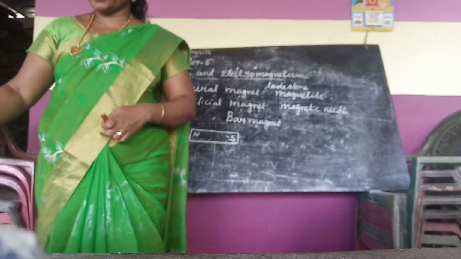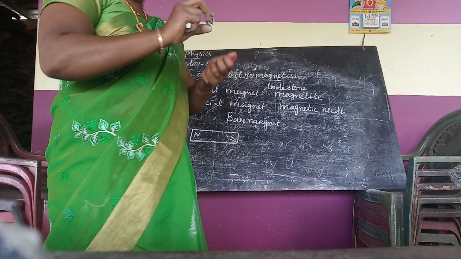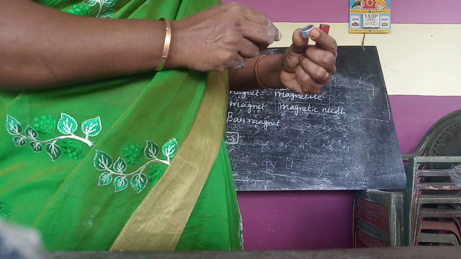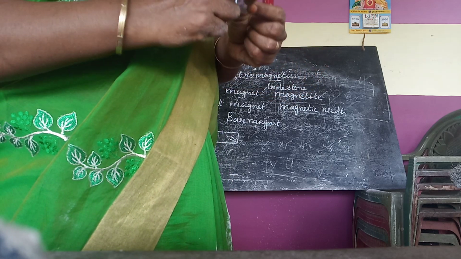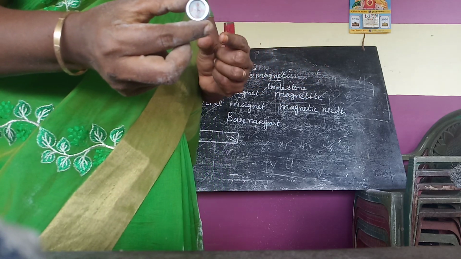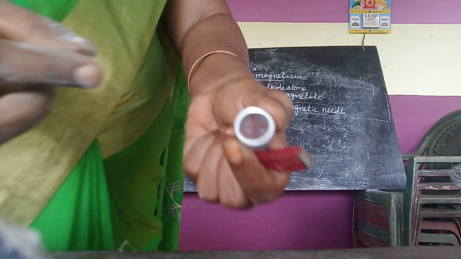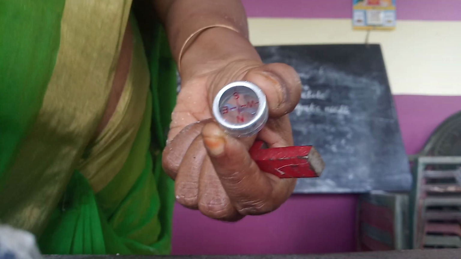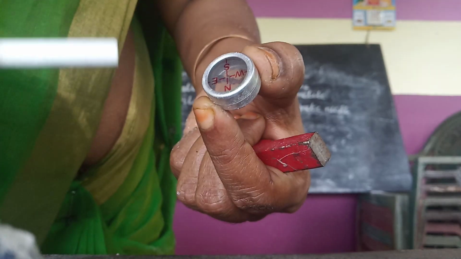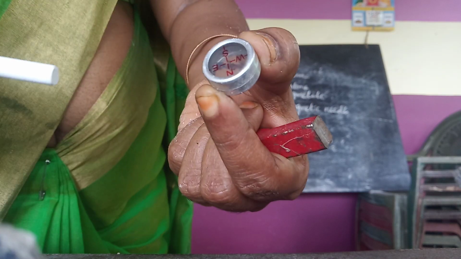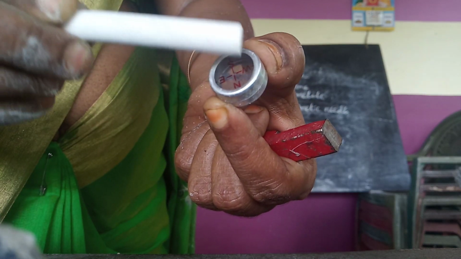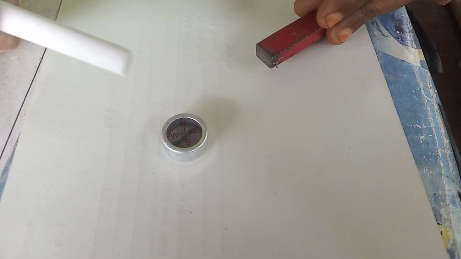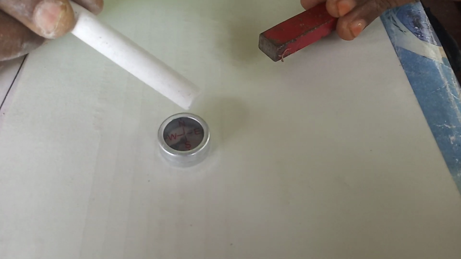By using the magnetic needle, we can identify the poles. Now listen here. See, this is the magnetic needle. It has a pointer with an arrow mark. The arrow mark of the pointer is the north pole.